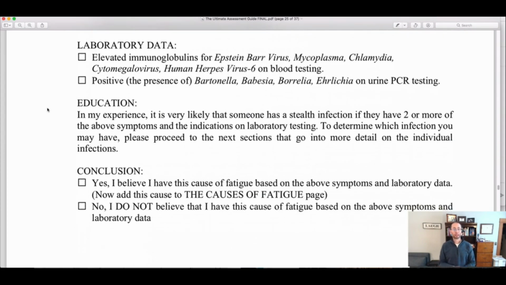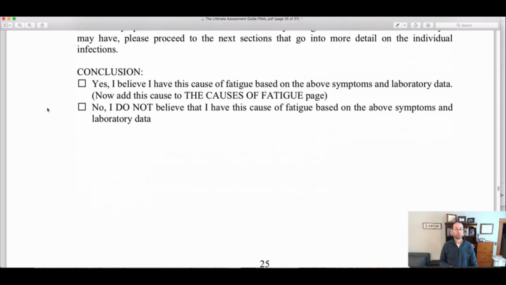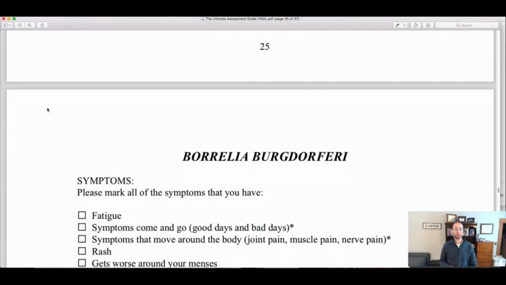So education. In my experience, it is very likely that someone has a stealth infection if they have 2 or more of the above symptoms and the indications on laboratory testing. So to determine which infection you may have, please proceed to the next sections that go into more detail on the individual infections. And then conclusion, determine yes or no if you believe you have a stealth infection, and then we'll get into more specifics so you can determine exactly which one you have.